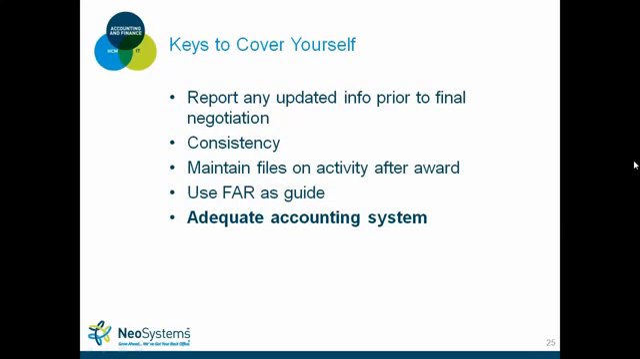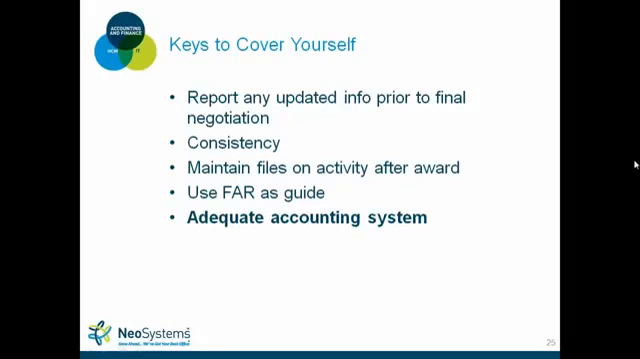Again, some of the other things that we'll go through are: report any updated info prior to final negotiation. So if an agency comes back with a BAFO, or best and final offer type response, make sure that all of your information is updated. Name of the game is consistency. So make sure that all of your costs are always in the same bucket, and if you're going to make any type of change within your indirect rates, get that in writing, report that to your contracting officer or DCAA, but make sure that it is consistent and it follows your policies and procedures.